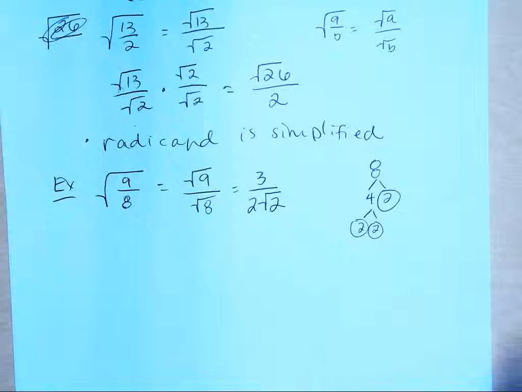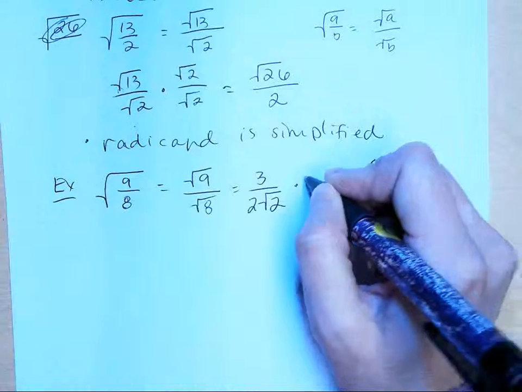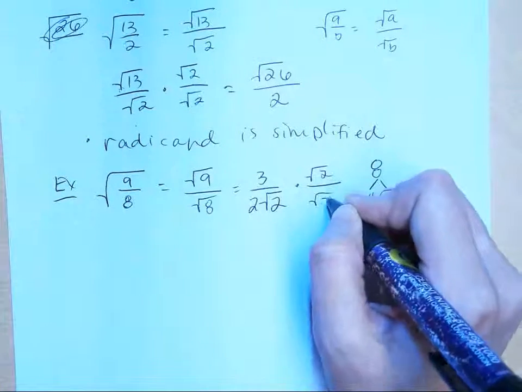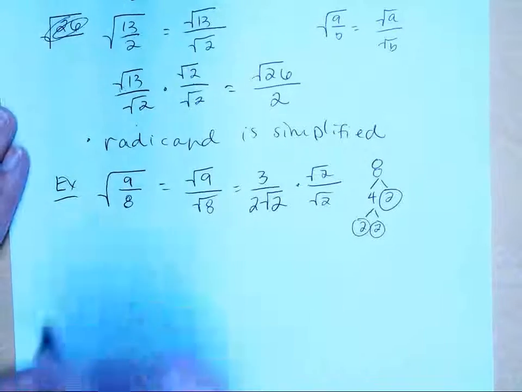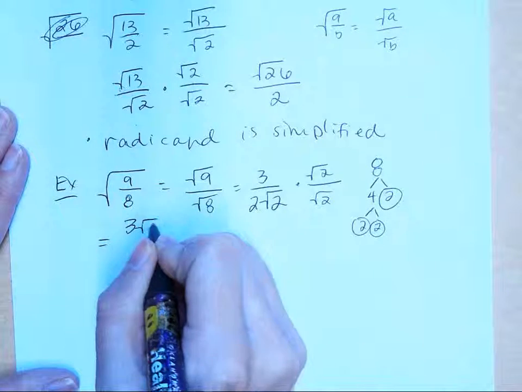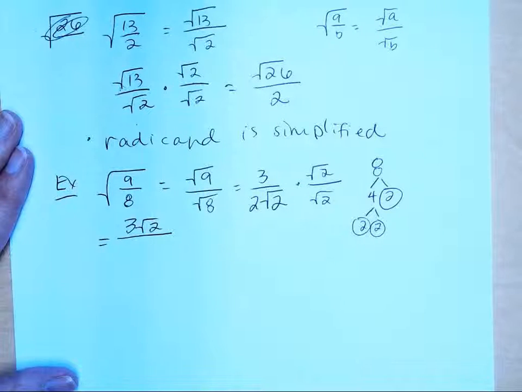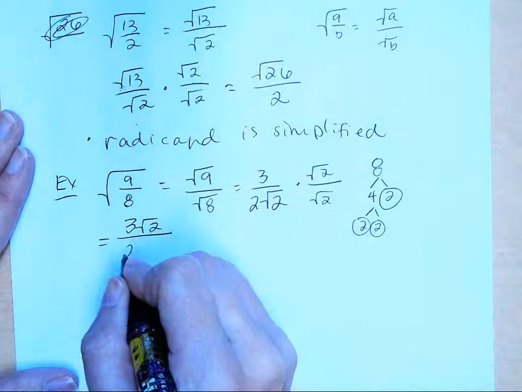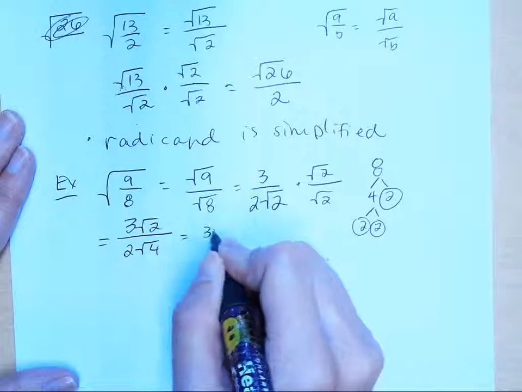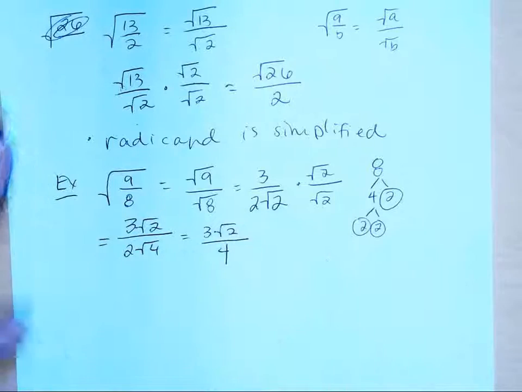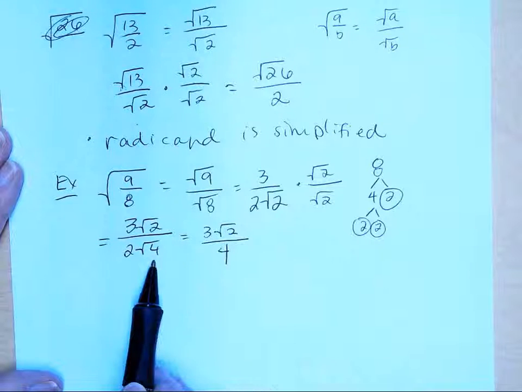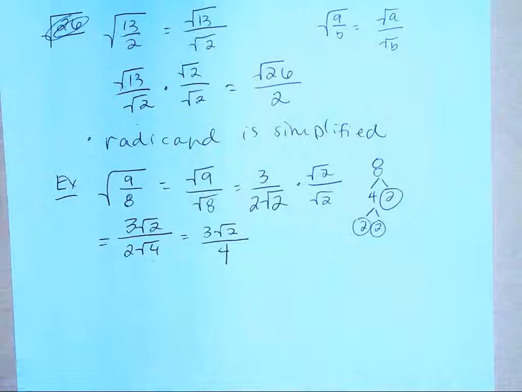Why would we do that? Because then it's going to get rid of the square roots. It's okay to have a number on the bottom, just not a square root. So if we just multiply by square root 2 over square root 2, then that gives us 3 root 2 over what? 2 times the square root of 4, which is 4. Just 2 times 2, which gives us 4.